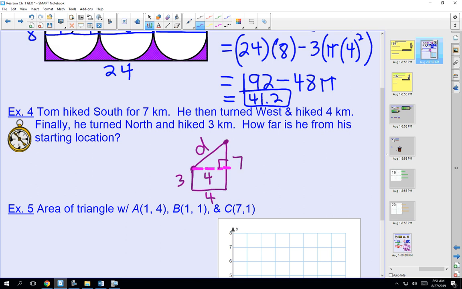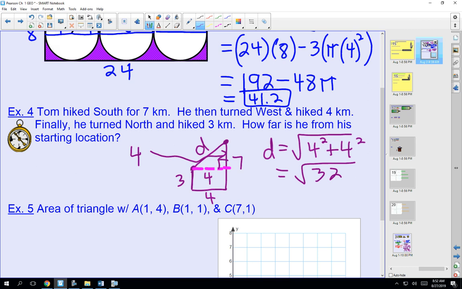Distance is going to be equal to the square root of 4 squared plus, okay, what is this length right here going to be? That's going to be 4 as well, because you got to take the 3 from the 7. So I've got 4 squared plus 4 squared. 16 plus 16 is 32.